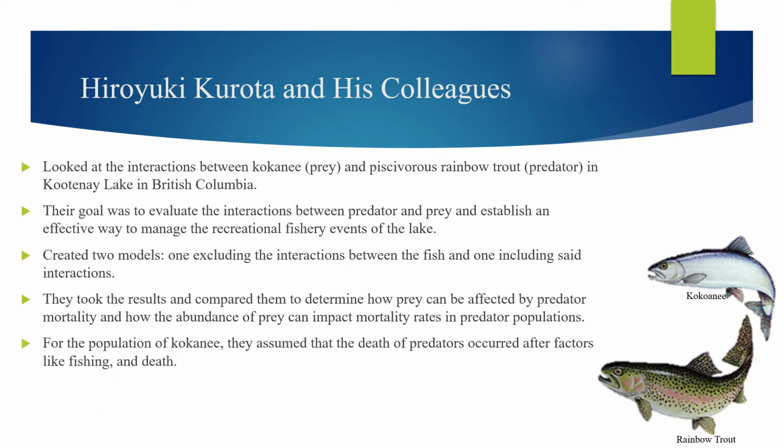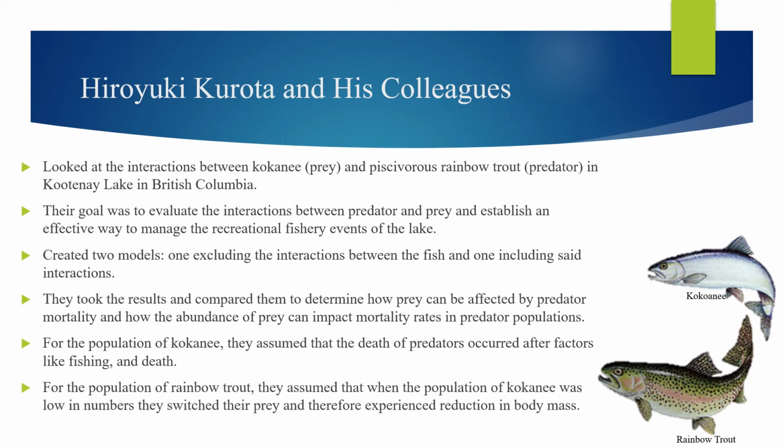For kokanee, they assumed that the death of predators occurred after factors like fishing and their own death. And for the rainbow trout, they assumed that in the absence or when kokanee are low in numbers, they would switch their prey and experience reductions in body mass.